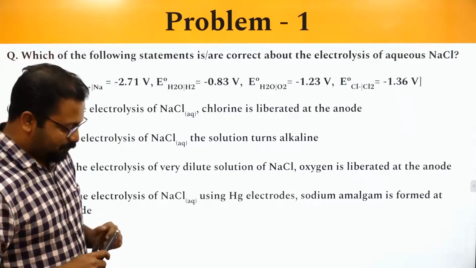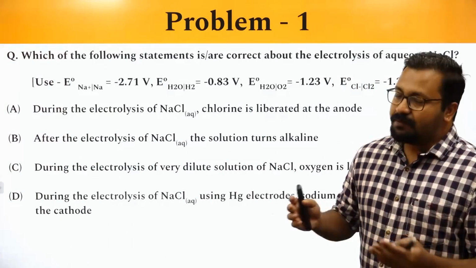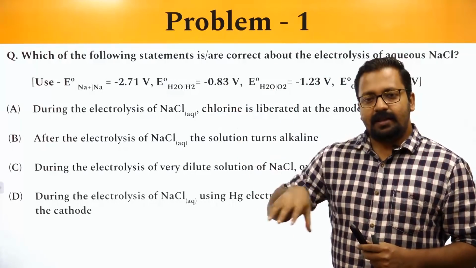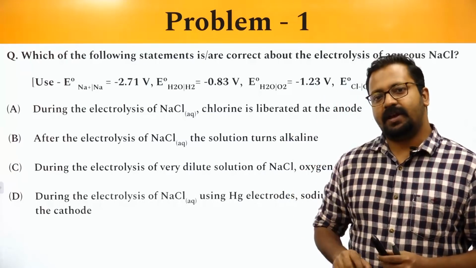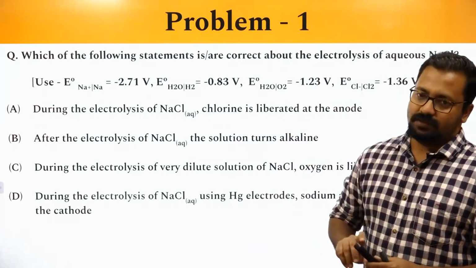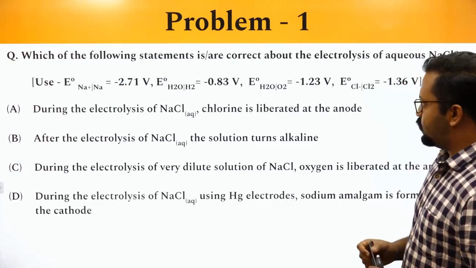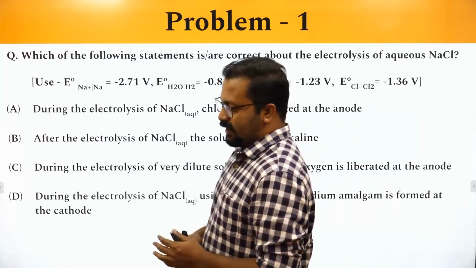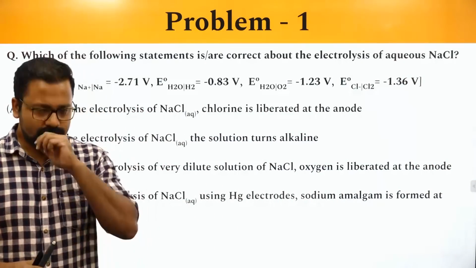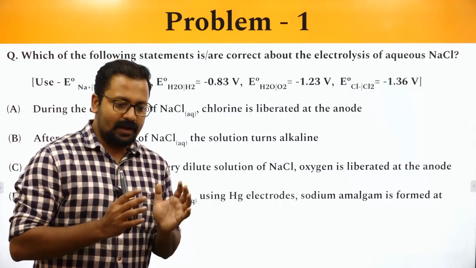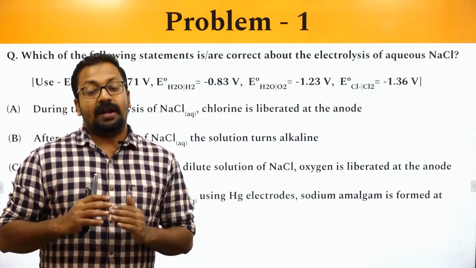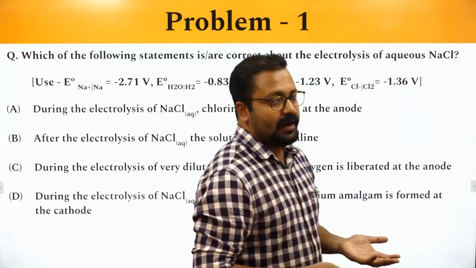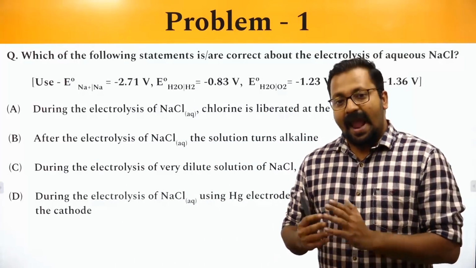Let's read the question first. So one of the major concentration areas in the topic of electrochemistry is identification of products. And let's look at the question. Which of the following statements is or are correct about the electrolysis of aqueous NaCl? Now, aqueous NaCl can be electrolyzed using platinum electrodes. Aqueous NaCl can be taken in a normal dilution, or it can be taken in a highly diluted form. There is also one another way it has been electrolyzed, with a reactive electrode.